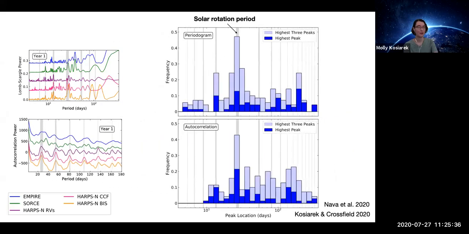So I'm plotting a histogram of where that highest peak and highest 3 peaks occur for each of the 70 years, in a periodogram on the top panel and autocorrelation plot on the bottom panel. And we're looking at the highest peak and the highest 3 peaks, since oftentimes the highest peak will be at one of the harmonics, and then a secondary or third highest peak will be at the rotation period. So I really wanted to take all of that into account on this plot.